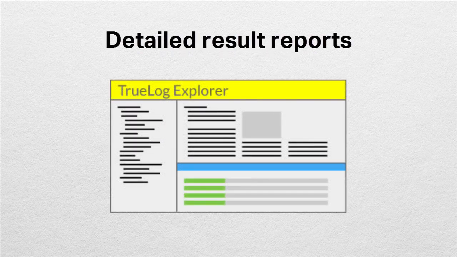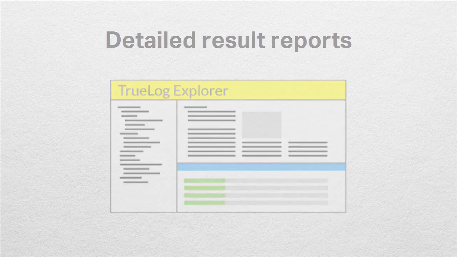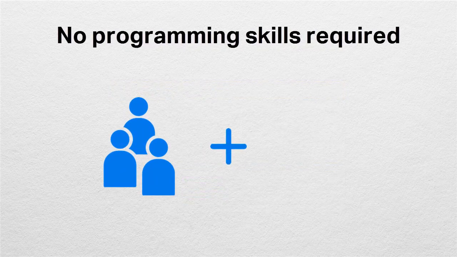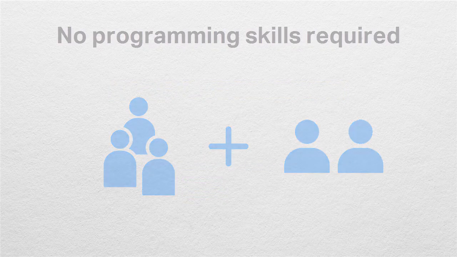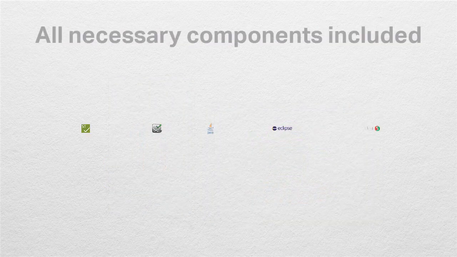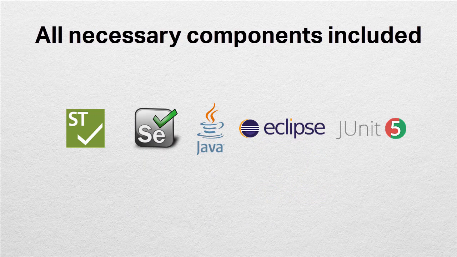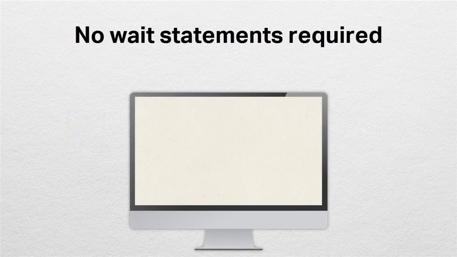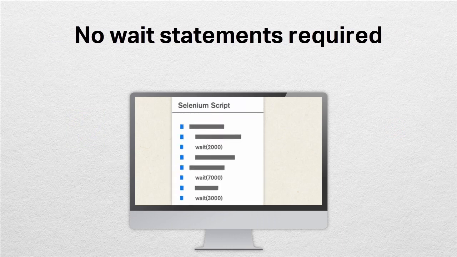Add logging and resulting capabilities to your test executions. Involve team members without programming knowledge in your testing processes. Replay test scripts on Android and iOS. Test without other third-party tools. Simply install Silk Test and start testing. Create fast, readable, and maintainable test scripts without wait statements, using the advanced Silk Test synchronization mechanisms.